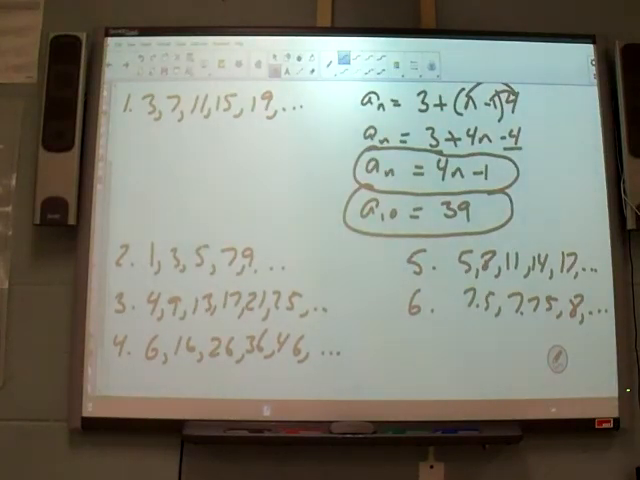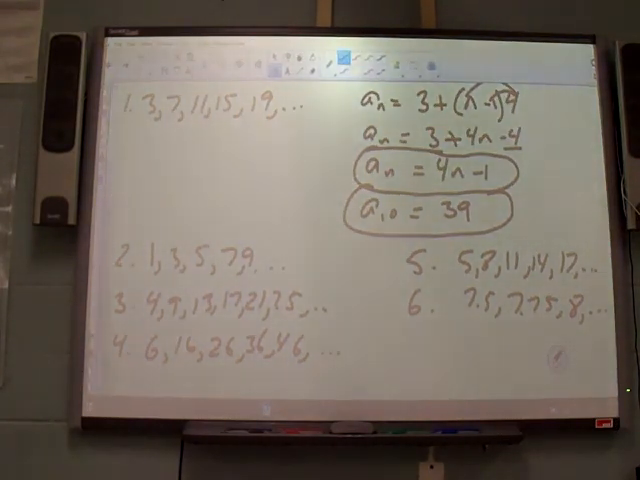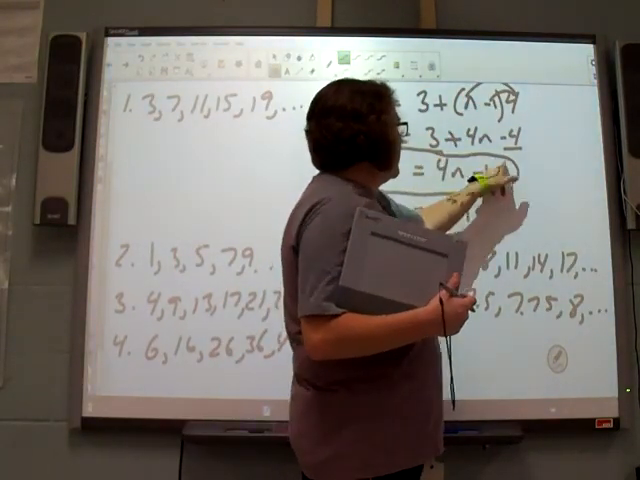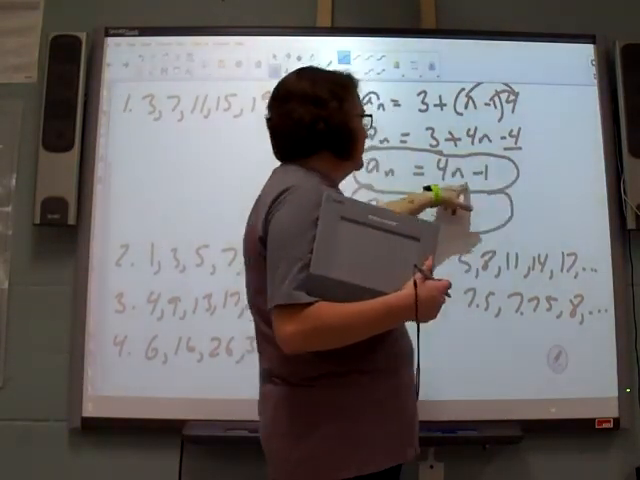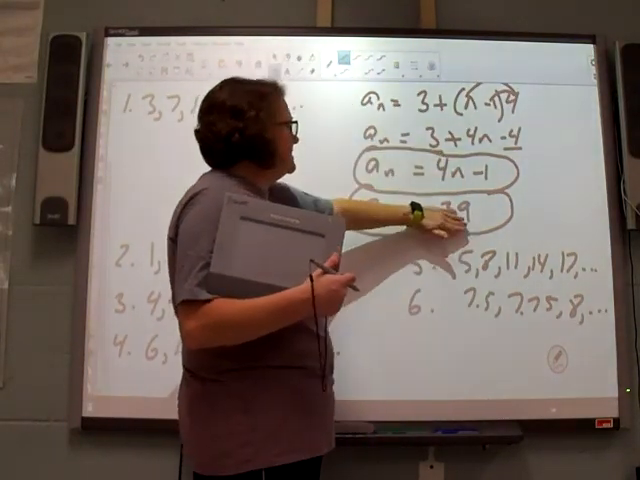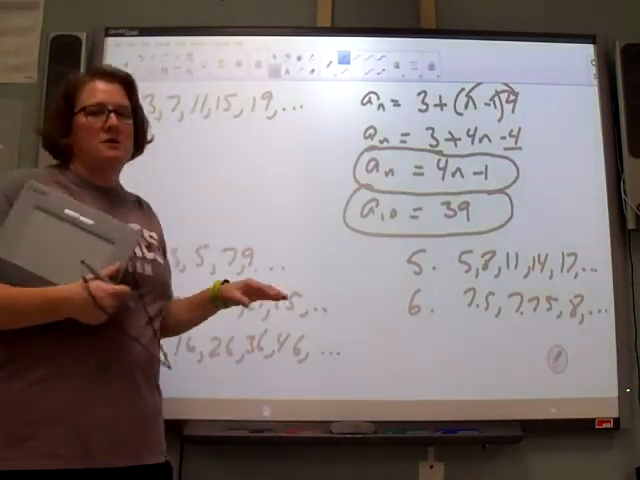For all 6 of these, you're going to have an equation where you do your distributing, combine your like terms, and simplify it down so you can see that it's actually in linear form, mx plus b. So you're going to have your equation and then you're going to find the 10th term using that equation for all 6 of these.